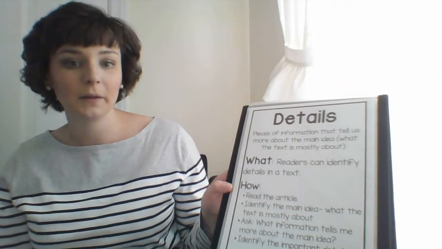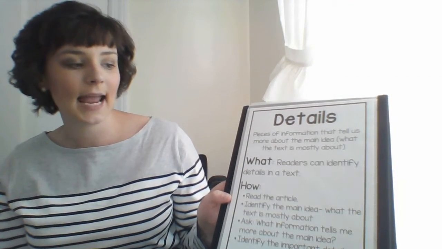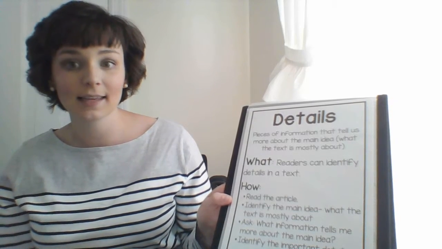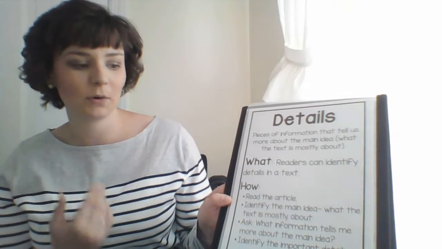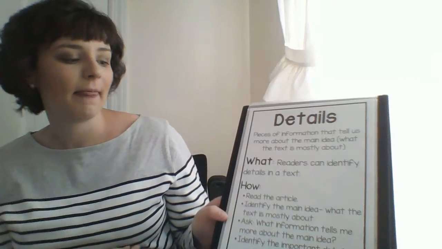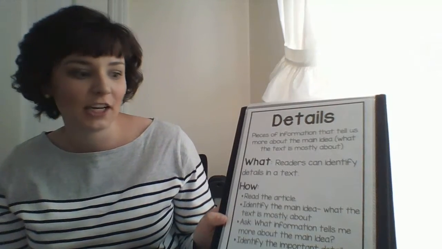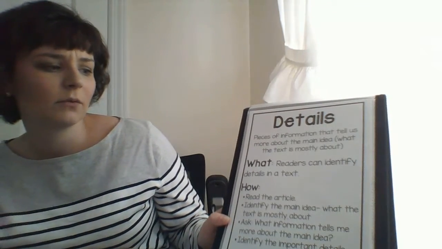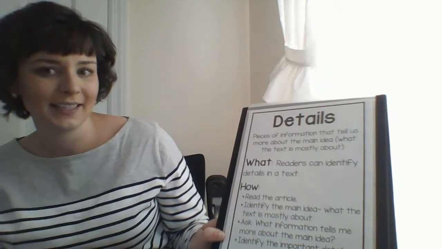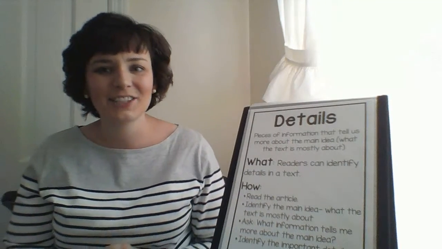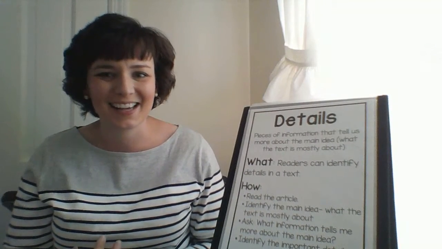The first step is to read the article. Next, they identify the main idea by asking themselves, what is the text mostly about? Then they ask, what information tells me more about the main idea? Then they're ready to identify the important details.